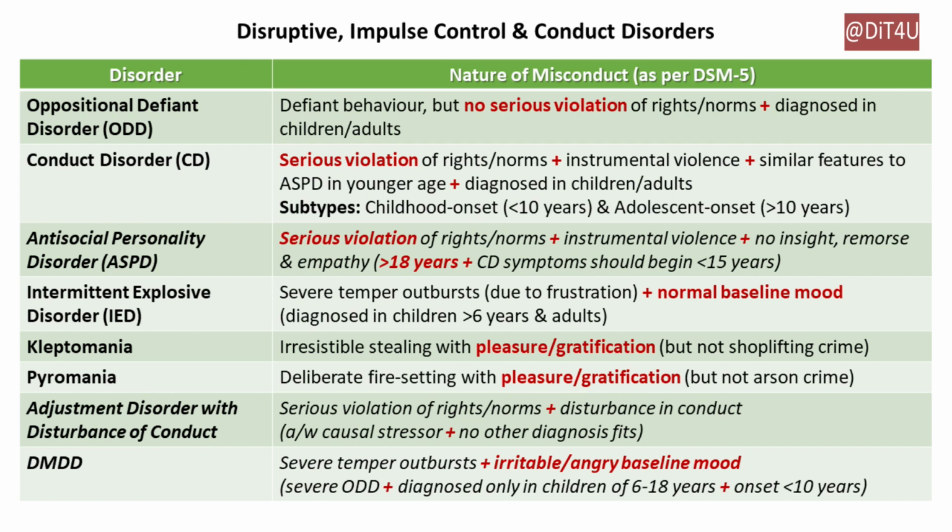DMDD, or disruptive mood dysregulation disorder, is a childhood condition characterized by severe temper outbursts and irritable or angry baseline mood. So that is the difference between IED and DMDD. In IED, there is normal baseline mood. Mood does become euthymic after the episodic temper outburst. Whereas in DMDD, they are always irritable, plus have temper outbursts. Conceptualize DMDD as severe oppositional defiant disorder, and it is diagnosed only in children of 6 to 18 years of age, not in adults. And the onset has to be before 10 years of age.